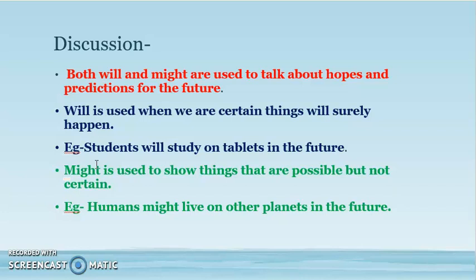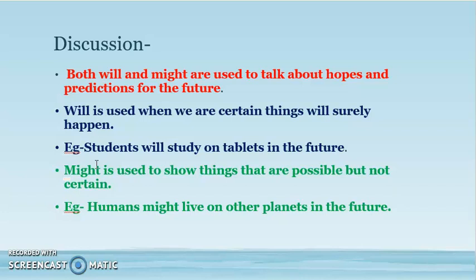Or, I will eat dinner today. That is something which is surely going to happen. If you're talking about the future, you can say, there will be flying cars in the future. Or, students will study on tablets in the future. Means you're 100% sure that this is going to happen.